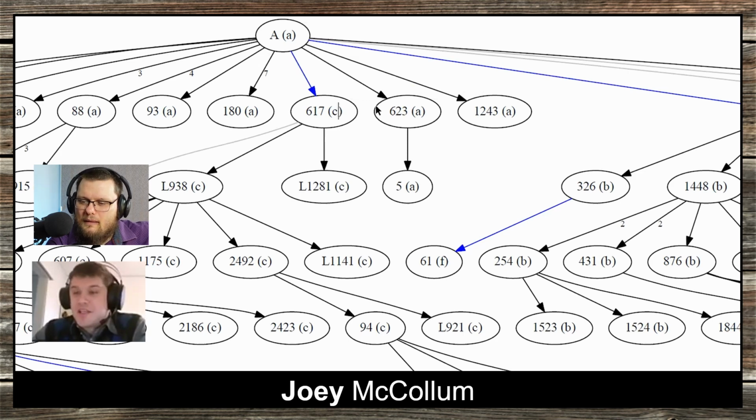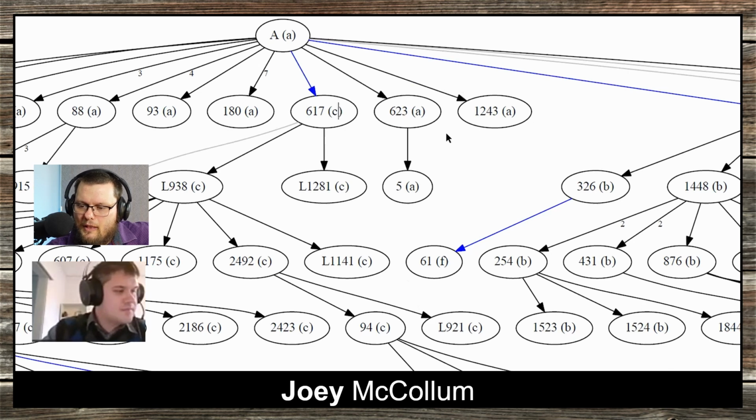And yeah, the best thing that we can do in this textual flow diagram then is say that there must have been a change somewhere from here to here, and that's why the edge is colored blue. So if we're looking at the data here, 617 has reading C from our previous page, and it gave rise to reading C on lectionary 1281.